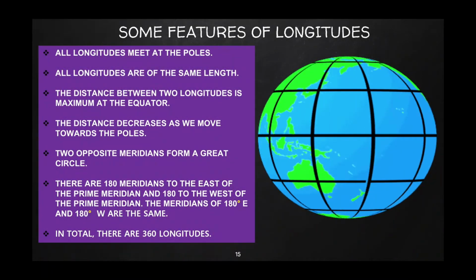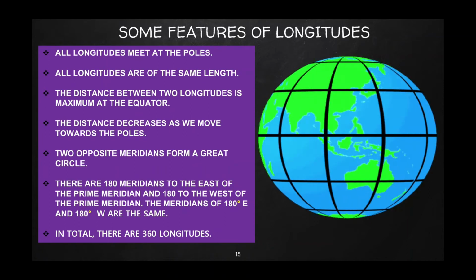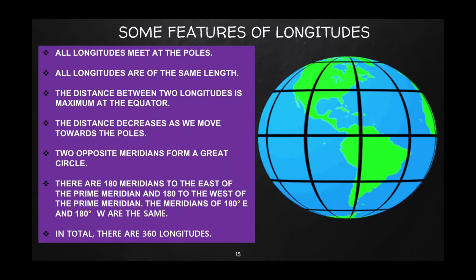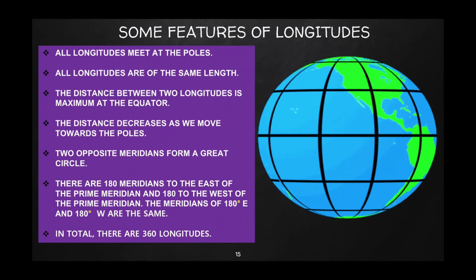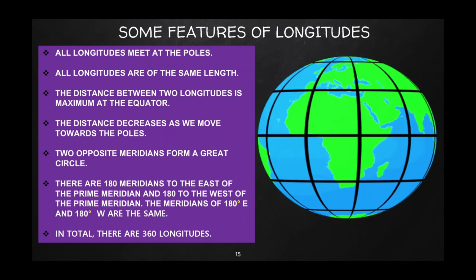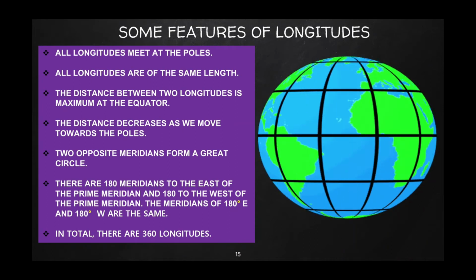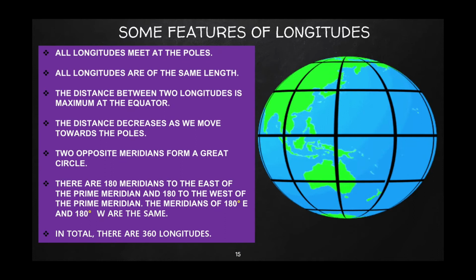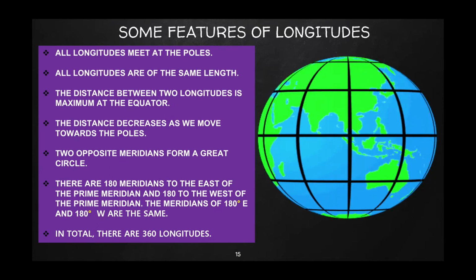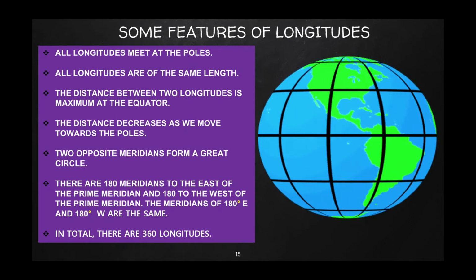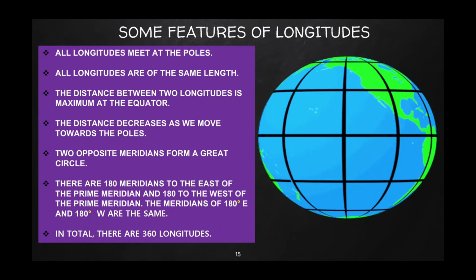Let's discuss some features of longitudes. All longitudes meet at the poles. All longitudes are of the same length. The distance between two longitudes is maximum at the equator. The distance decreases as we move towards the poles. Two opposite meridians form a great circle.